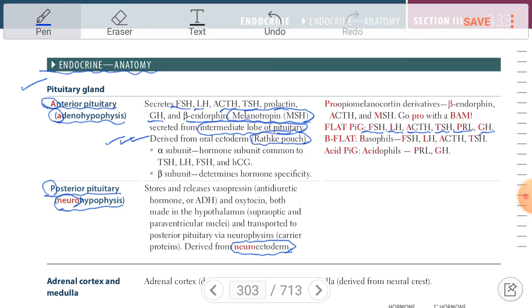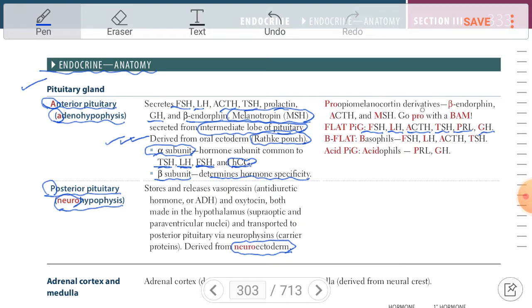Then you have the alpha subunit and you have the beta subunit. The alpha subunit is common between what? Common between human chorionic gonadotropin, FSH, LH, and TSH. The beta subunit is more specific, but the alpha is not specific. Why? The alpha part of human chorionic gonadotropin is common with FSH, LH, and TSH.